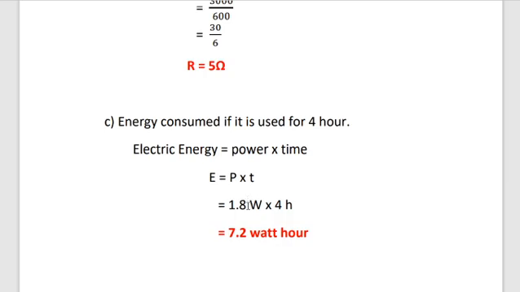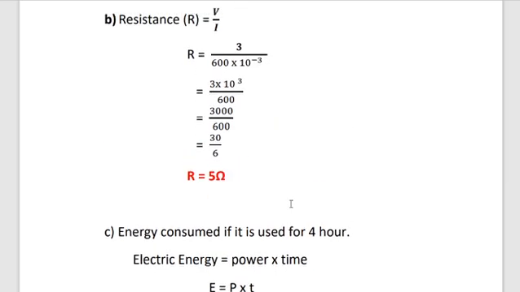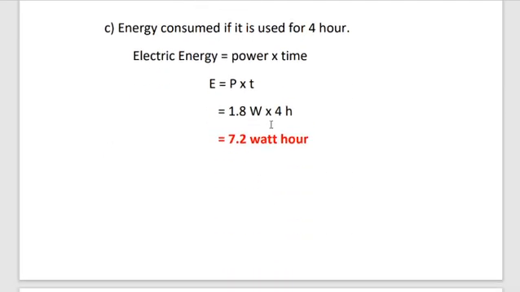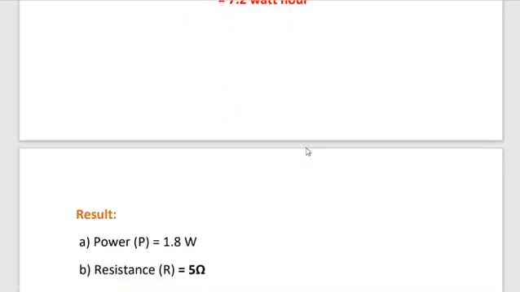So what is the power? We calculated 1.8 watt. So 1.8 watt into 4 hours. So 1.8 into 4 means 7.2 watt hour is the energy consumed if it is used for 4 hours. So this is the easy way to calculate the electric energy.